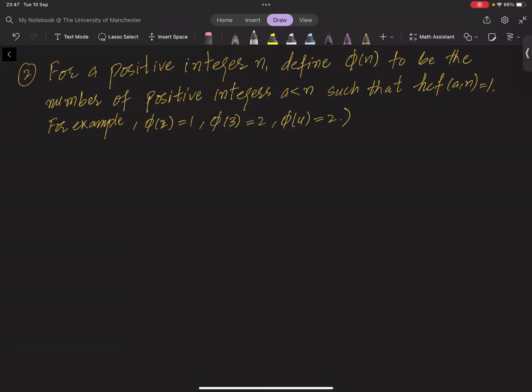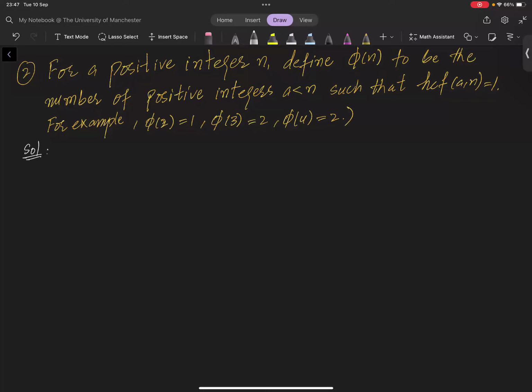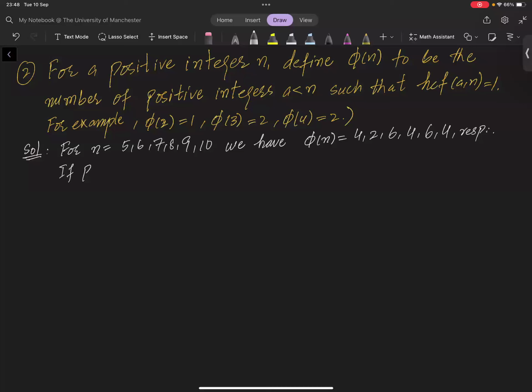Okay, the only thing I want to make sure is that phi of 4 is 2. Okay, now let's solve this. Let's say for n equal to 5, 6, 7, 8, 9, 10, we have phi of n equal to 4, 2, 6, 4, 6, 4 respectively.